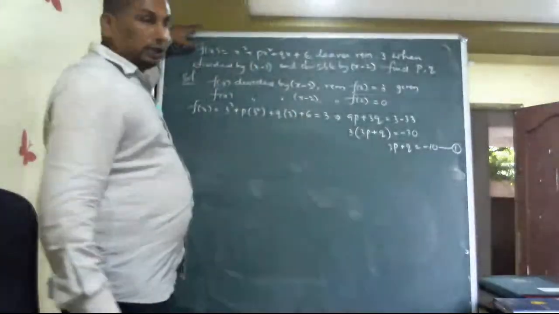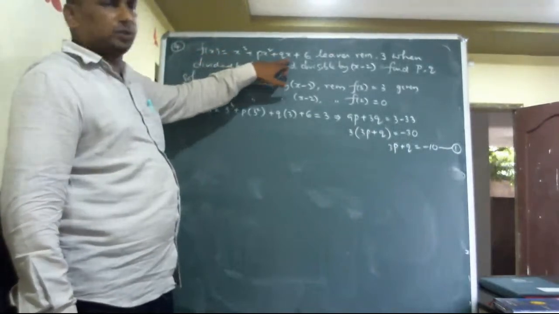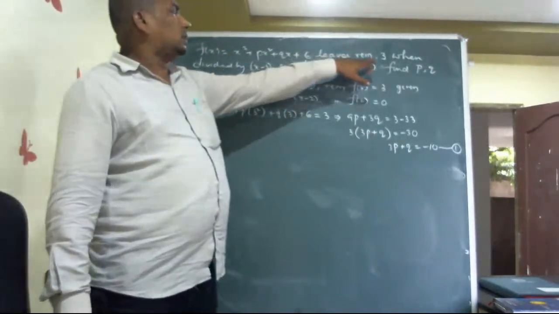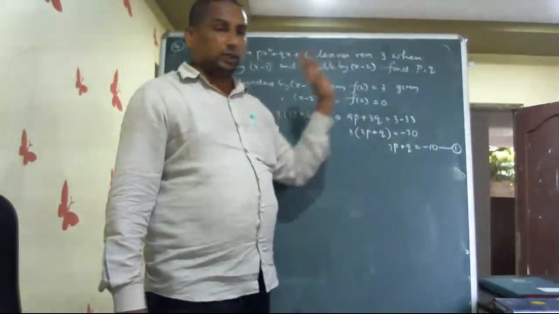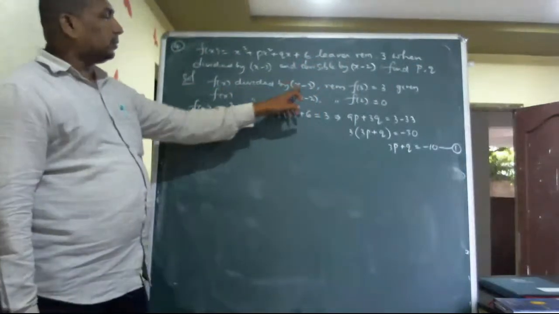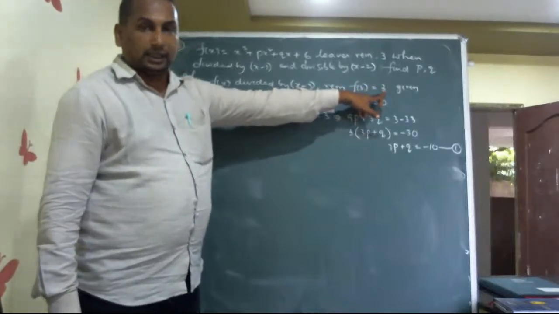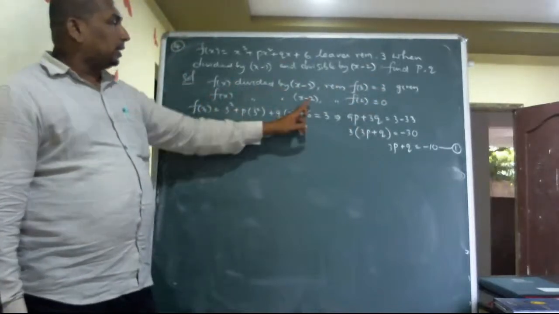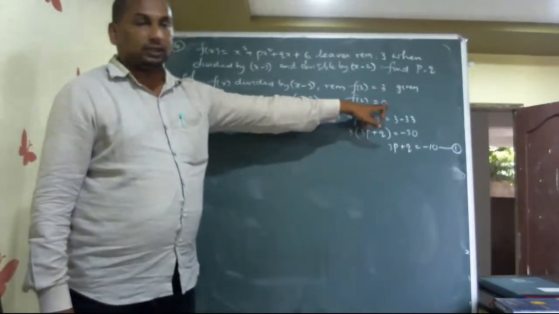Okay, see the question. f(x) = x³ + px² + qx + 6 gives remainder 3 when divided by x − 3 and is divisible by x − 2. Then find the p and q values. That's the question. By using the remainder theorem, f(x) divided by x − 3 leaves remainder f(3), which is given as 3, and divided by x − 2, according to the remainder theorem, f(2) is given as 0.